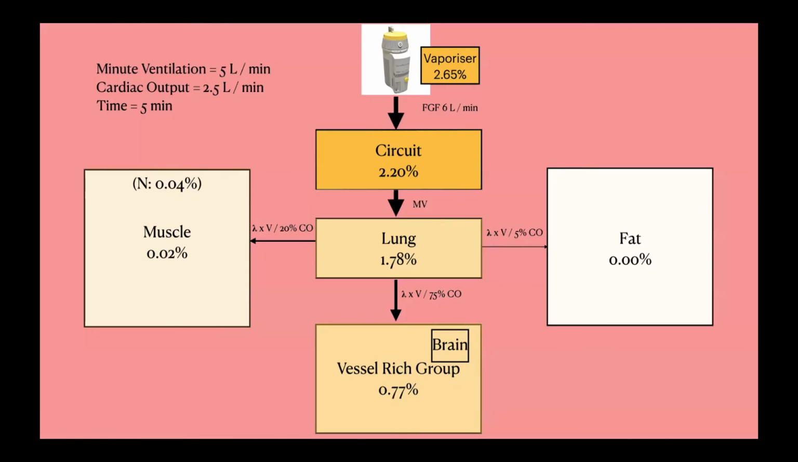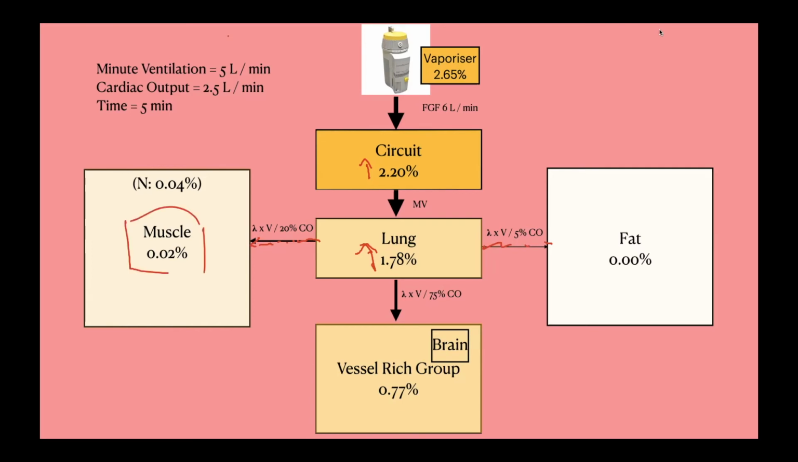Now, this is really interesting. So what I've done is I've superimposed what happens with patients with low cardiac output. And with patients with low cardiac output, what I think should be immediately obvious is that the circuit concentration is higher and that the lung concentration is higher. And the reason for that is because there's less redistribution into primarily muscle, okay?